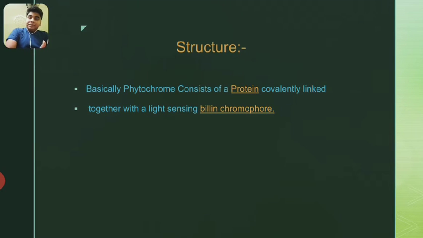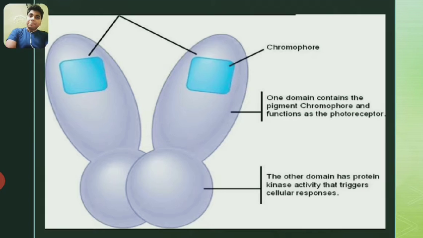Next is its structure. Basically, phytochrome consists of a protein covalently linked together with a light sensing built-in chromophore. So here is the structure. You can see the chromophore and its two domains. One domain contains the pigment chromophore and functions as the photoreceptor, and the other domain has protein kinase activity that triggers cellular responses.